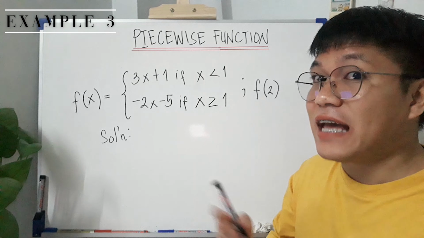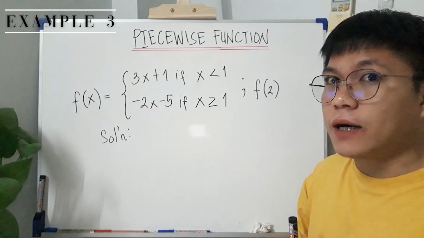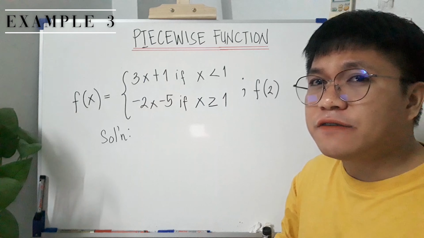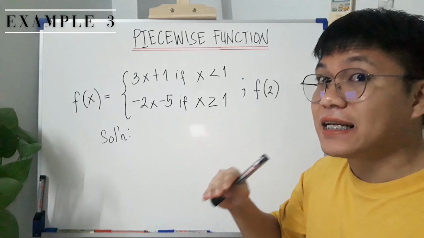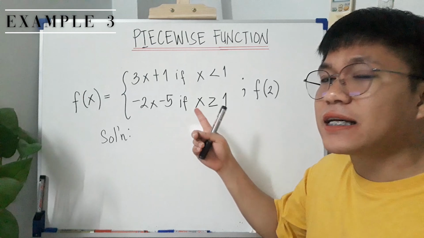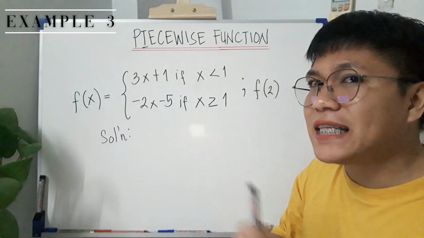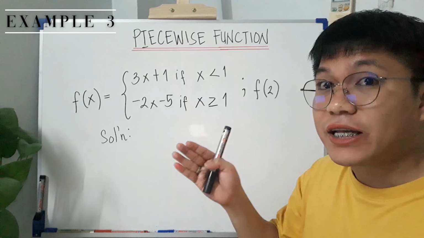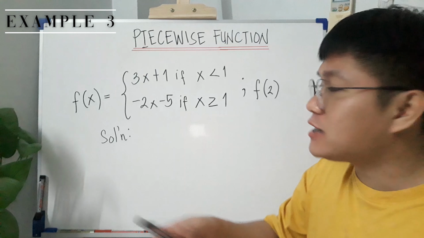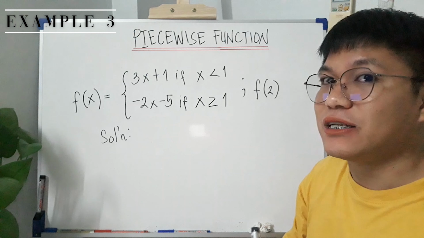So to evaluate f of 2, we will look back first to where positive 2 belongs. In which particular interval does positive 2 belong? Is it in the first interval, which is x is less than 1? Or is it in the second interval, which is x is greater than or equal to 1? Obviously, positive 2 belongs to our second interval, x is greater than or equal to 1. That means we will use our second formula, which is negative 2x minus 5.